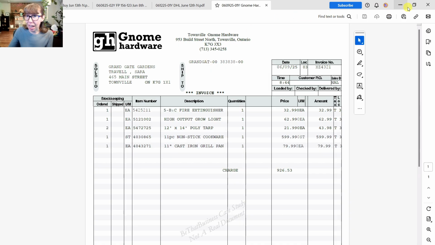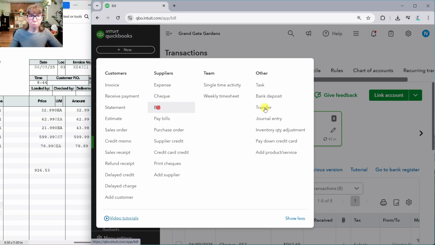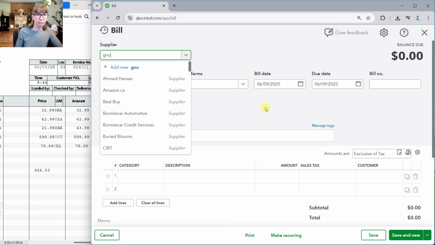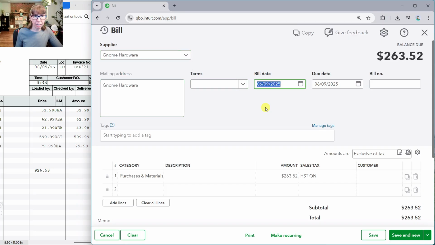So let's go ahead and put that in. We go new, we go bill, and this is Gnome Hardware, and the date is June 9th, and the bill number is XZ4321.